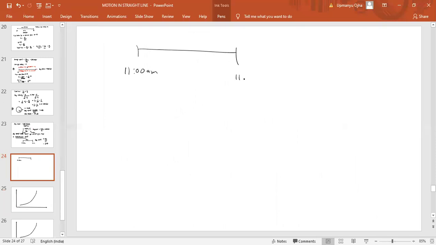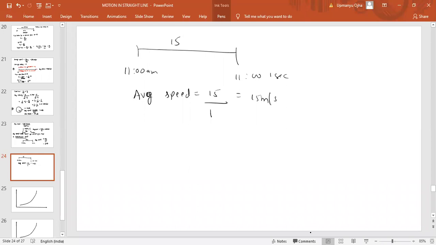From 11 a.m. to 11 a.m. 1 second. Okay, fine. In 1 second, it has traveled a distance of say 15 meters. So what was the average speed? Total distance is 15 meters by total time taken. Total time taken here will be 1 second. That will come as 15 meter per second.